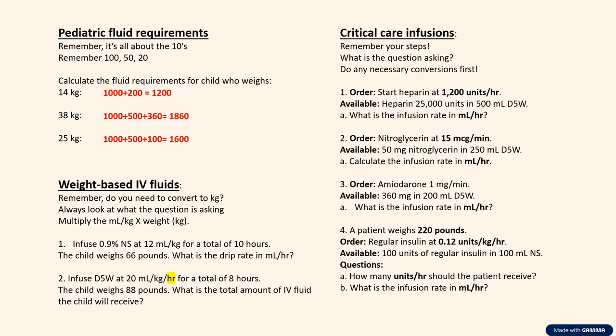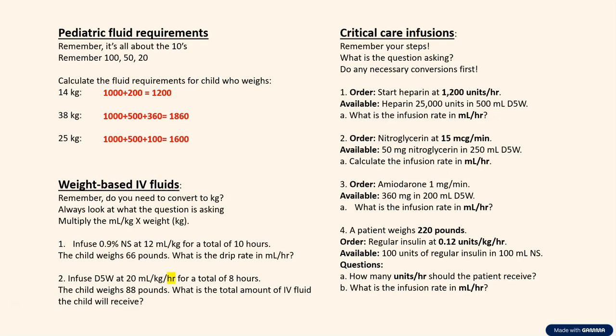Next, going below, let's review weight-based IV fluids. Remember the questions. Do you need to convert to kilograms? Always look at what the question is asking. Multiply the milliliters per kilogram times the weight in kilograms. I'm asking 2 different types of questions here, and it's asking you to employ 2 different types of math. Number 1, it says to infuse 0.9% normal saline at 12 milliliters per kilogram for a total of 10 hours. The child weighs 66 pounds. What is the drip rate in milliliters per hour?